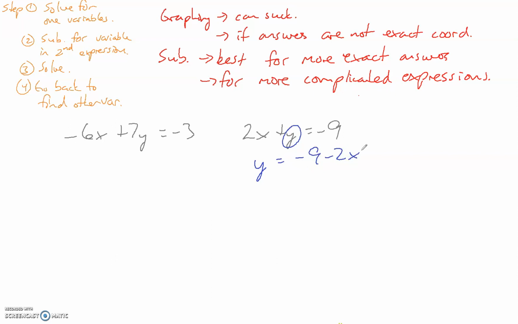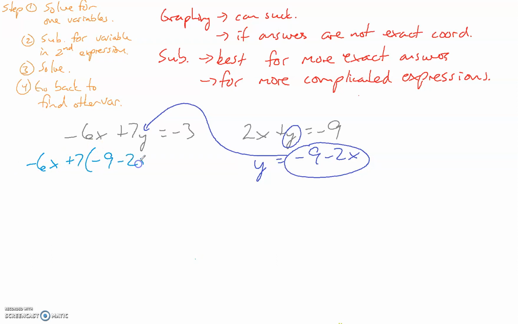All right, so now that I've solved for one of the variables, I'm going to substitute that expression into the other one. I'm going to take this and substitute it in right there for that y value. So I'm going to write out my other expression. Brackets are going to come in handy. Negative 6x plus 7, and in brackets, negative 9 take away 2x is equal to negative 3.